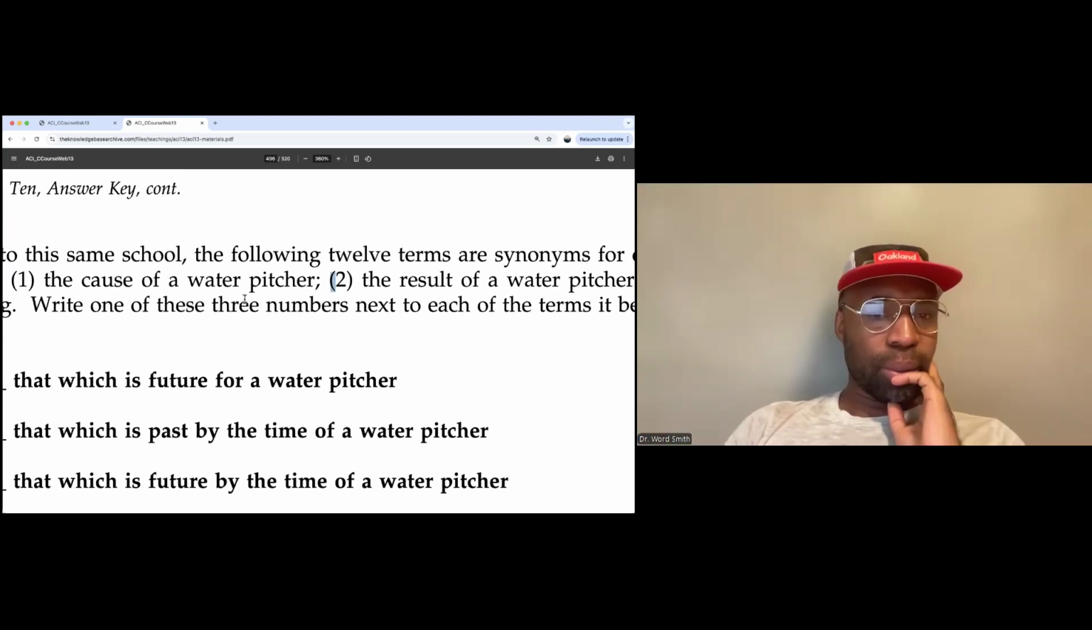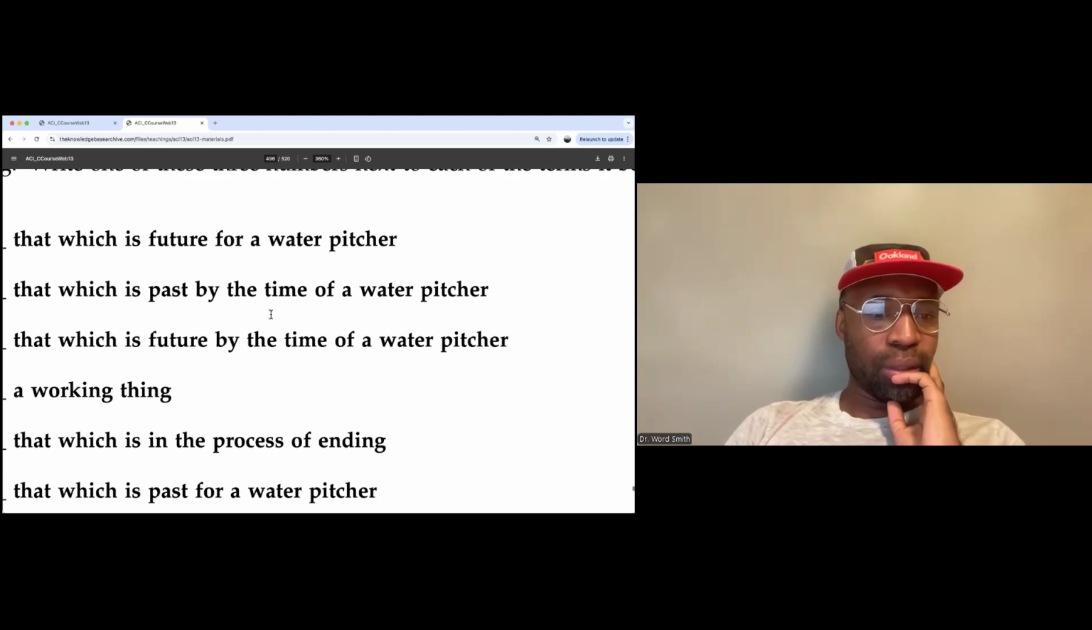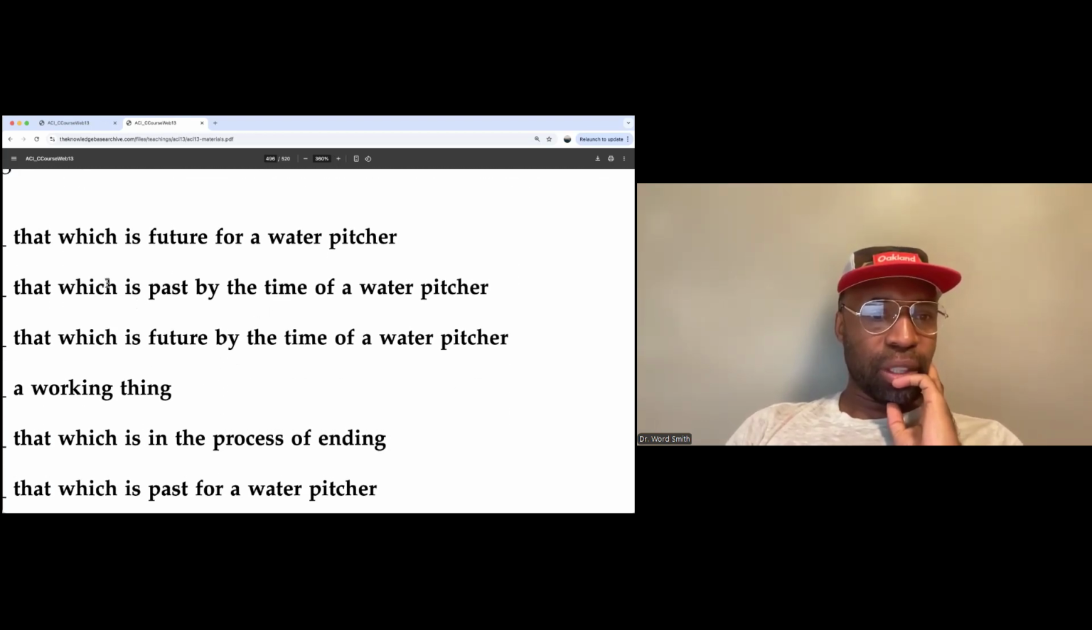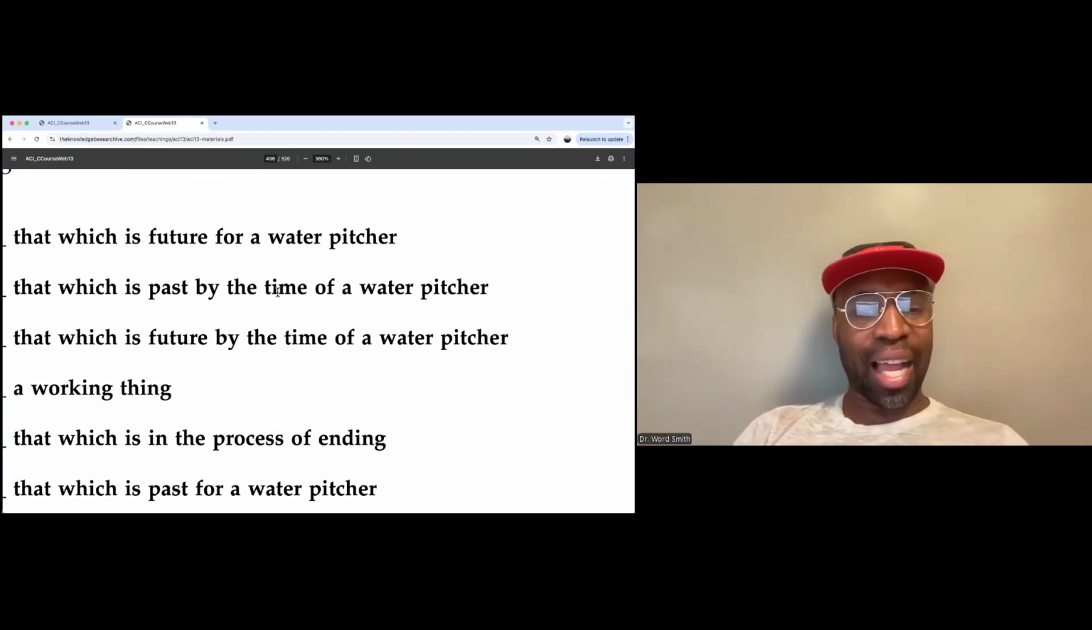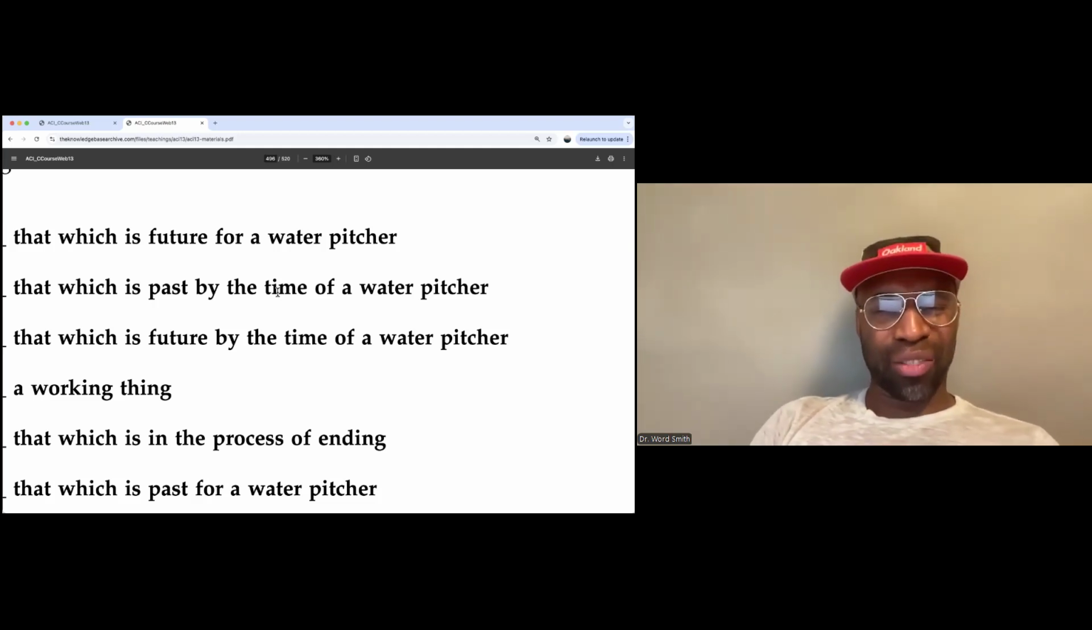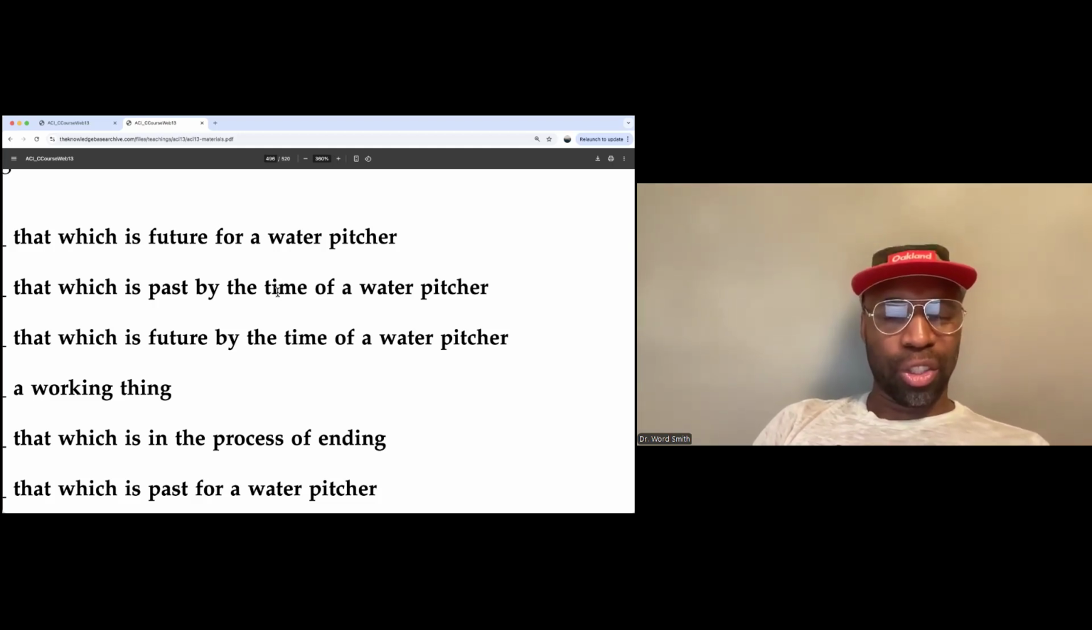The cause of a water pitcher. You would think it's one, because look, this one says that which is passed by the time. So that which is passed for a water pitcher? It should be one, unless I'm missing a trick, right? It could only be one or three. So I'll go with one.